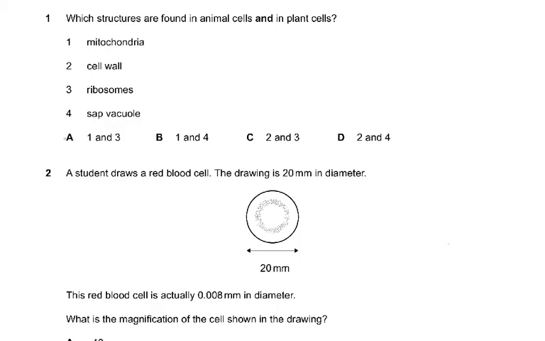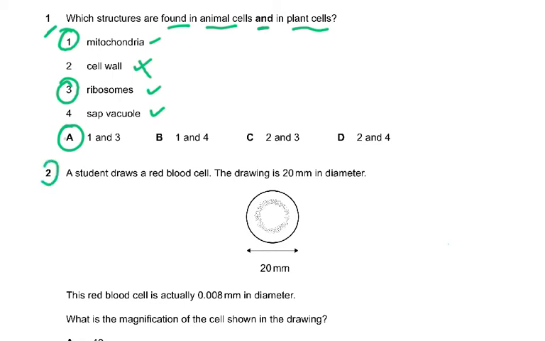Now, Bismillah ar-Rahman ar-Rahim, let's start with question number 1. Which structures are found in animal cells and in plant cells? Mitochondria, yes, present in both animal and plant cells. Cell wall is only present in plant cells, so this is wrong. Ribosomes are present in animal cells and plant cells. Sap vacuole would only be present in plant cells. So it has to be 1 and 3. That is why the answer is A.